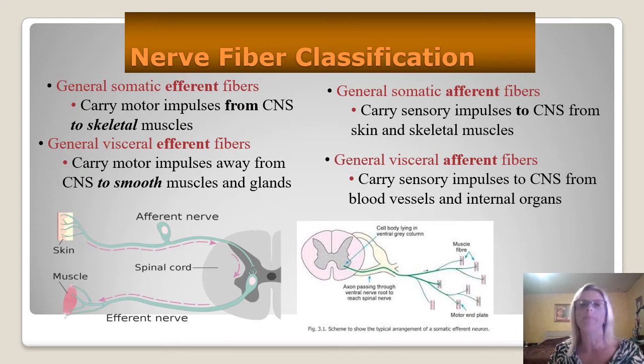Next we have general somatic afferent fibers, and these carry sensory impulses inside to the brain or the spinal cord from receptors that are in the skin and skeletal muscles. Okay, so these are bringing us information. Afferent is telling us about what our environment is like. General visceral afferent fibers carry those impulses, sensory impulses, to the central nervous system from blood vessels and internal organs. This would be things like stretch receptors in your bladder.